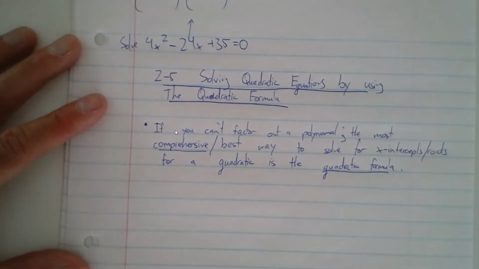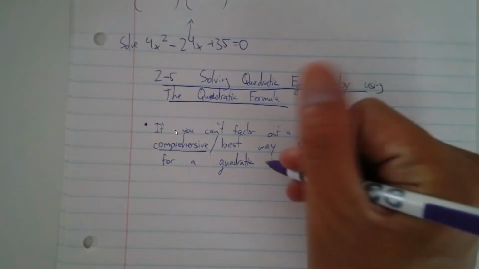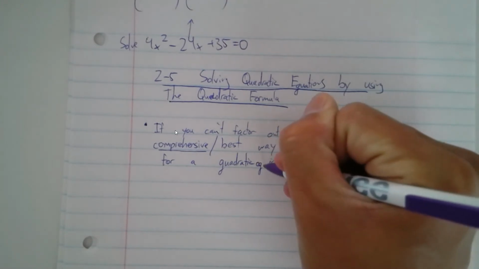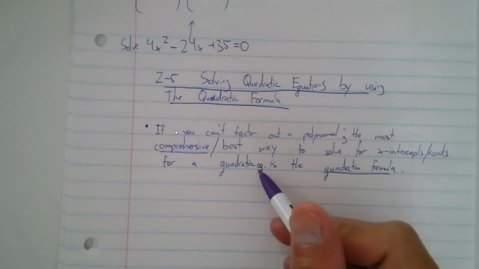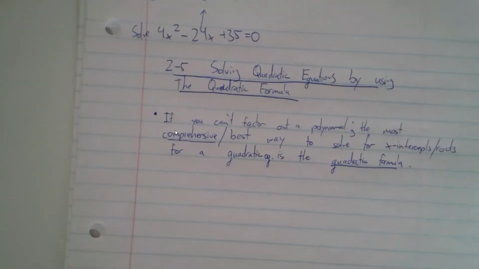So if you can't factor out a polynomial, like you're freaking out, like I can't do this, okay? The most comprehensive, best way to solve for these x-intercepts or roots for a quadratic, EQ, that's a Q, okay? Don't judge. That's EQ dot, the quadratic formula. This is like the best. You never have to go back to any other way again, okay?